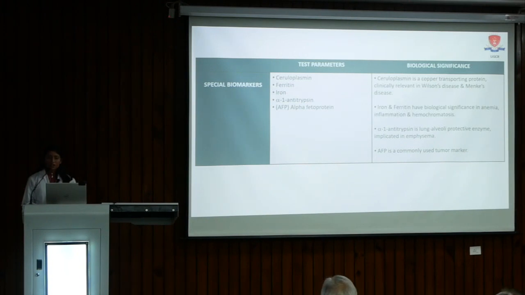Iron and ferritin have biological significance in the anemia, inflammation, and hemochromatosis. Alpha-1 antitrypsin is a lung alveoli protective enzyme implicated in the emphysema, and the alpha-fetoprotein is a commonly used tumor marker.